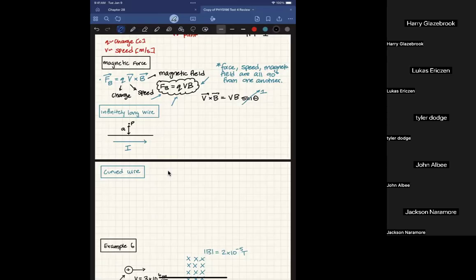Again, I'm just going to give you this equation. I just need you to know which situation to use it in. The magnetic field at that point P is mu naught I over 2 pi A. This is the current flowing through the wire, and this is the distance above.